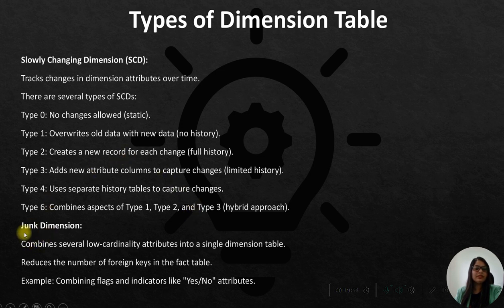Now let's talk about the junk dimension. Junk dimension combines several low cardinality attributes into a single dimension table. It reduces the number of foreign keys in the fact table. For example, combining flags and indicators like yes and no attributes.